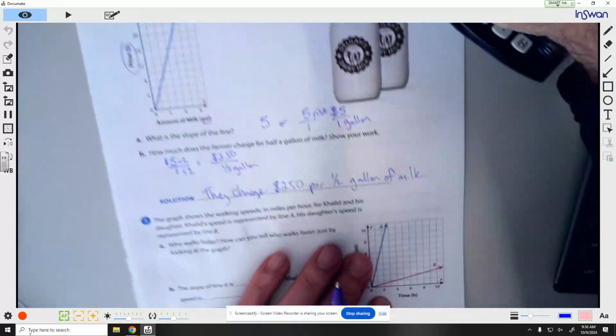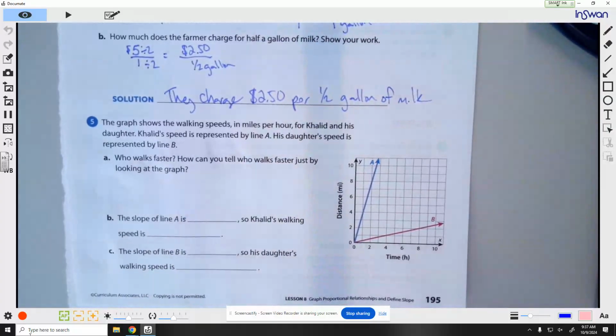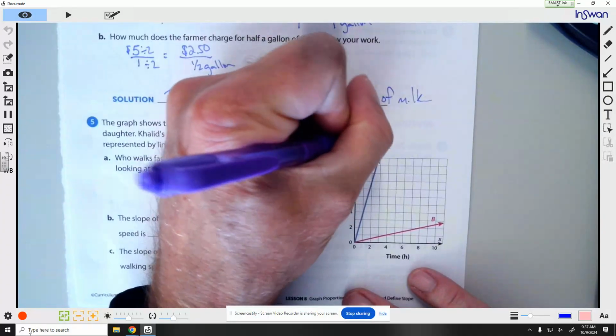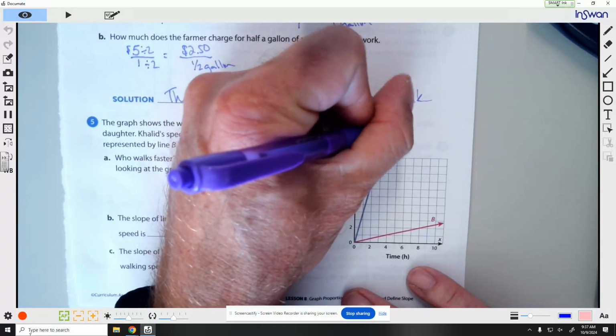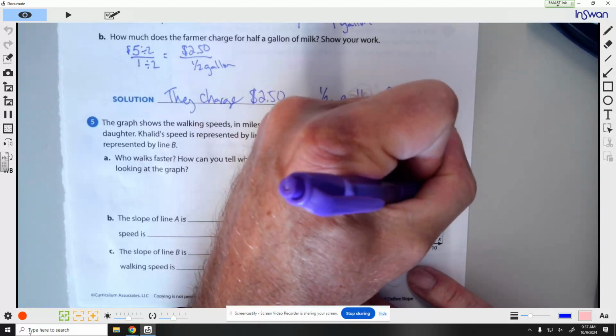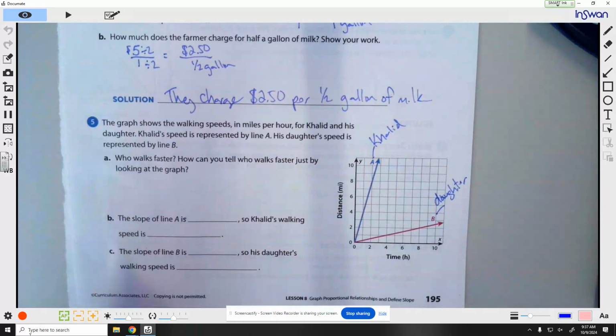Okay, number 5. Looking at number 5, it says the graph shows the walking speeds in miles per hour for Khalid and his daughter. Khalid's speed is represented by line A. His daughter's speed is represented by line B. So line A is Khalid, line B is his daughter. So the question is, who walks faster? And how can you tell who walks faster? By looking at the graph.